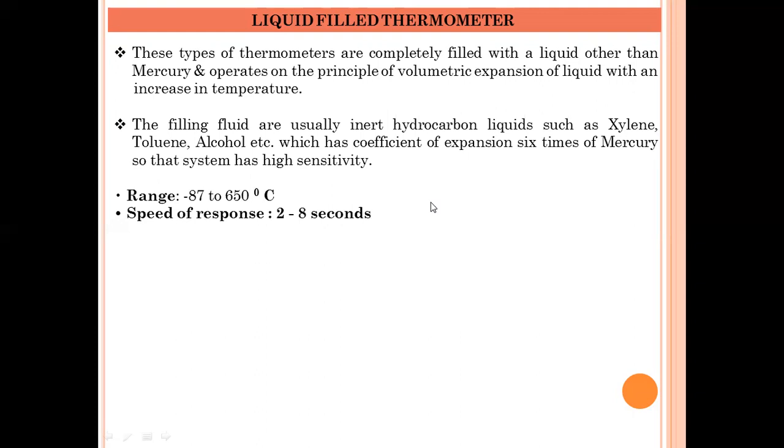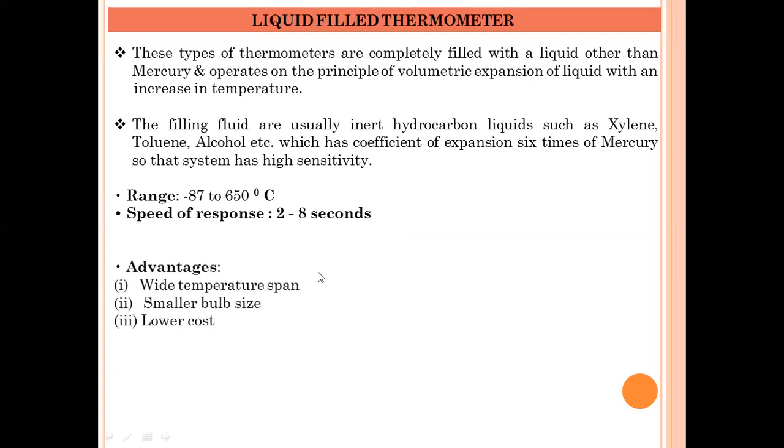The characteristics of the liquid filled thermometer. The range means this liquid filled thermometer can measure temperature from minus 87 to 650 degrees Celsius, and the speed of response is quite high as compared to the gas filled thermometer, because the coefficient of expansion of the sensing liquid is 6 times that of mercury, so in 2 to 8 seconds we can measure the temperature of any body.